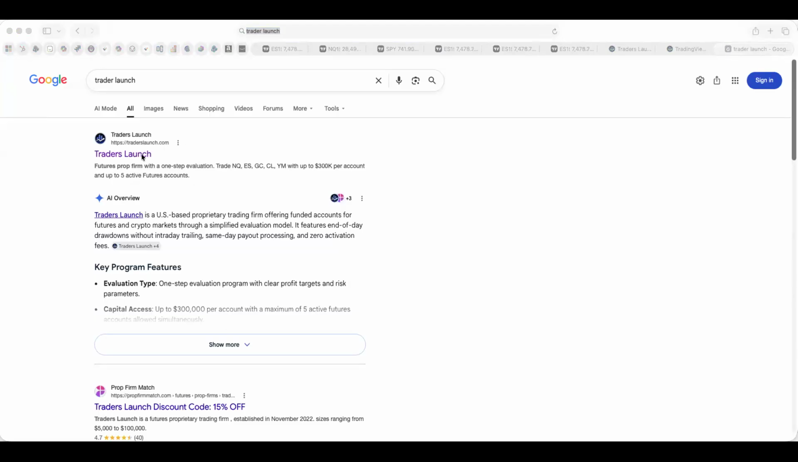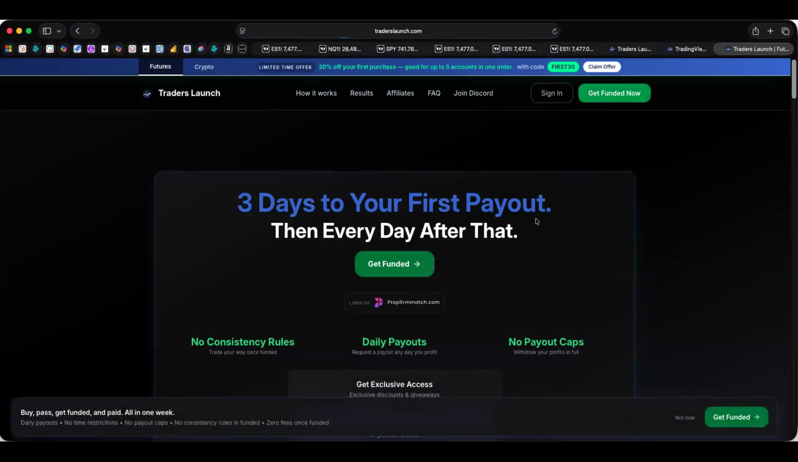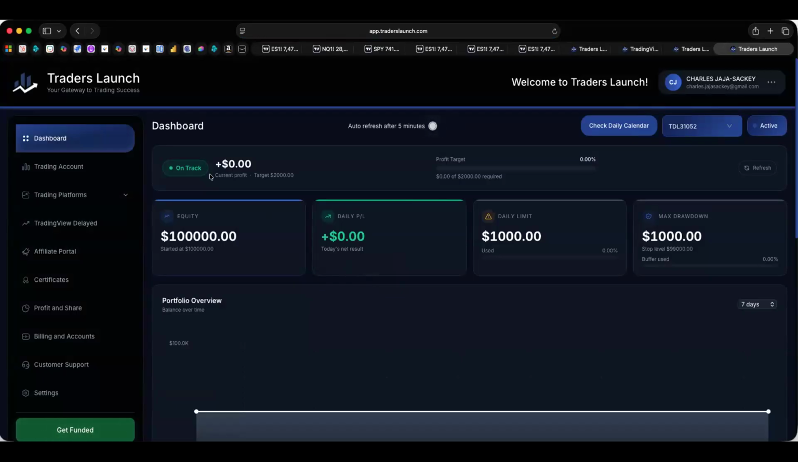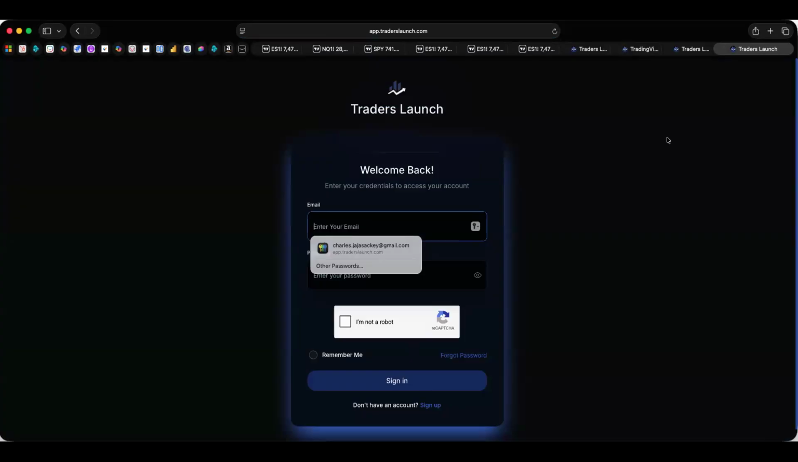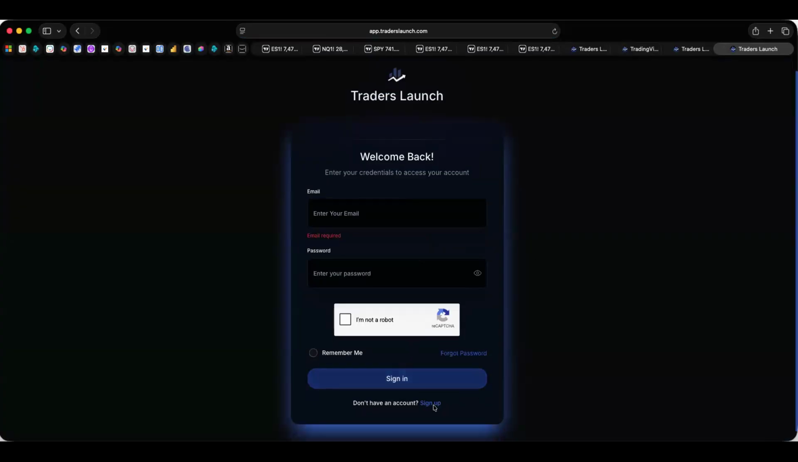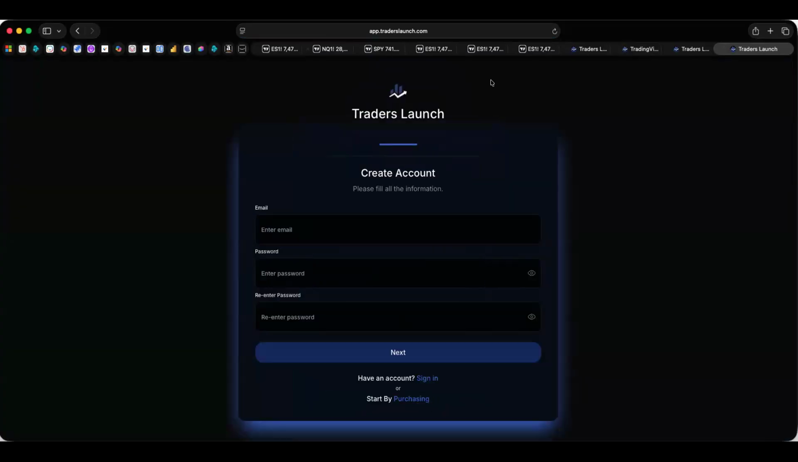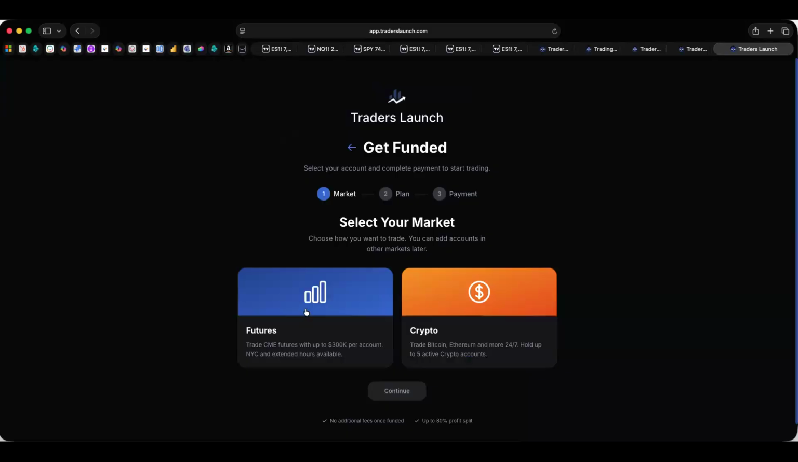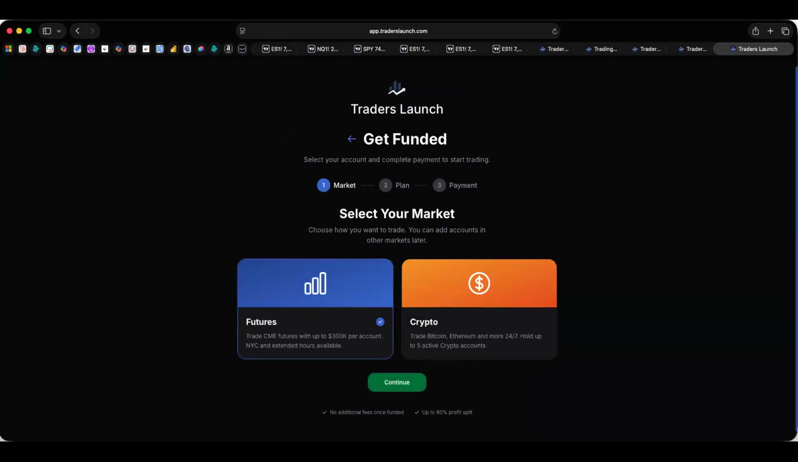They do allow Nigerians to trade. So if you want to open an account, click get funded now. Let me log out. Sign up. I don't know why it's showing this. Okay, so get funded now. Yep, there you go. Select that.